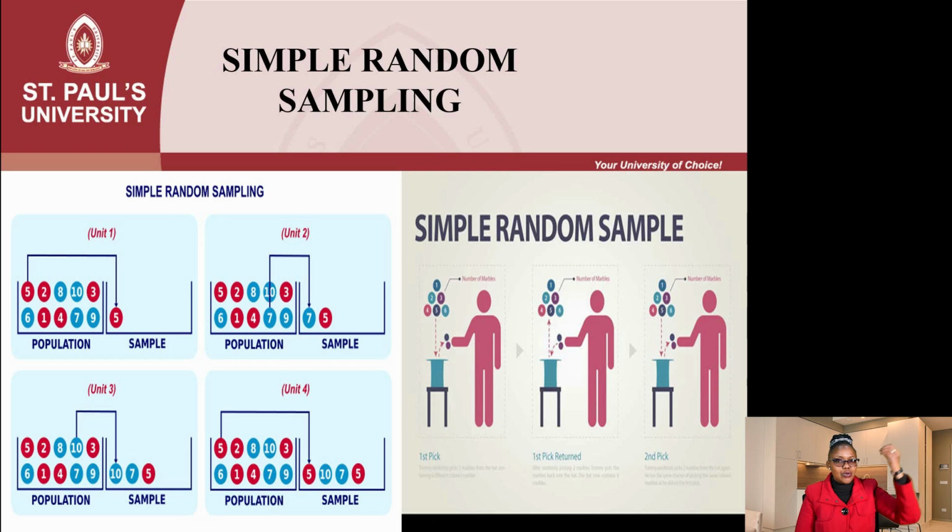Throw again, you come up with number 50. Throw again, you come up with number 78. You throw again, you come up with number 13. Until you feel you have the right kind of sample that can be representative of the population. So that is just simple random sampling.